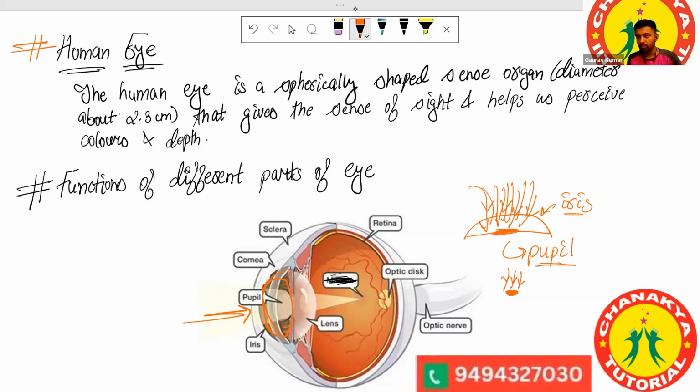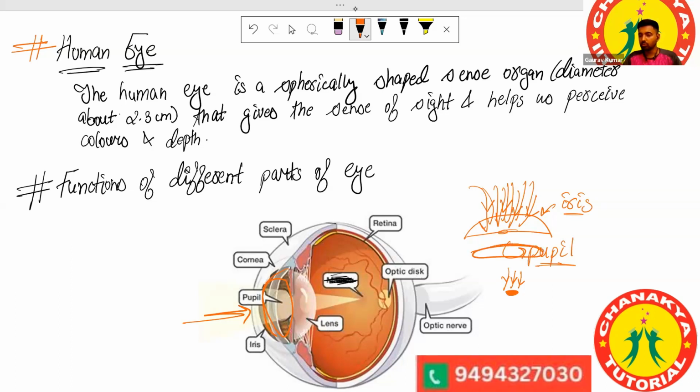Okay, so if there is a very bright light outside, the iris will make the size of the pupil small so that less intensity light enters into the eye. Okay, so this is the function of pupil and iris. After the pupil there is a lens.